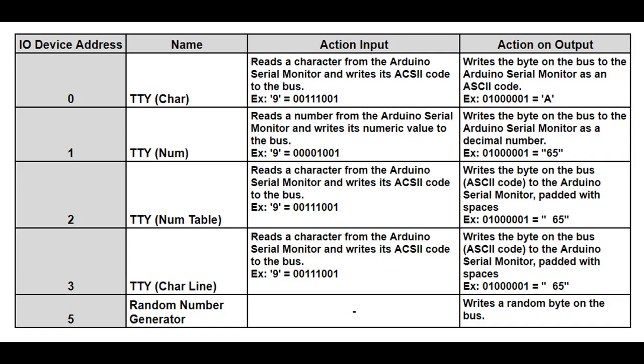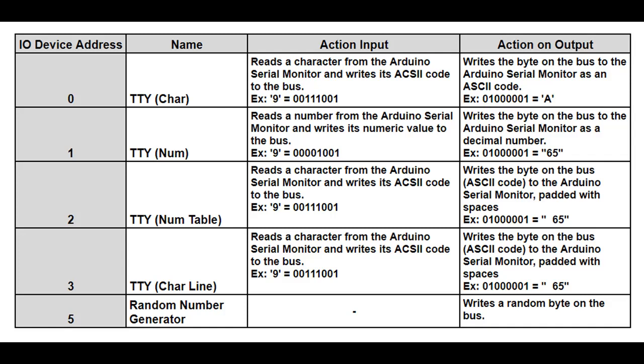So this TTY makes it easier to input or output numbers without having to do the conversion yourself in your code. Device number 2 is exactly the same as device number 1, except that when you write numbers to it, it will pad them with spaces. That will allow you to create a nice table if you have many lines. Device number 3 is exactly the same as device number 0, except that it will insert a new line after every character that you print. This is useful to quickly write some characters and have them on separate lines.